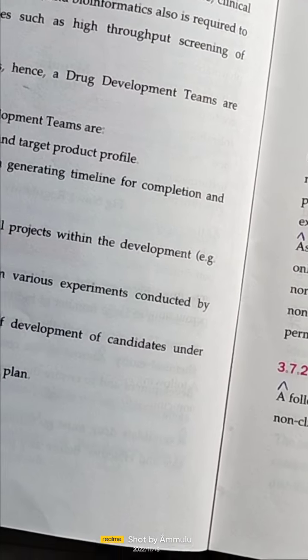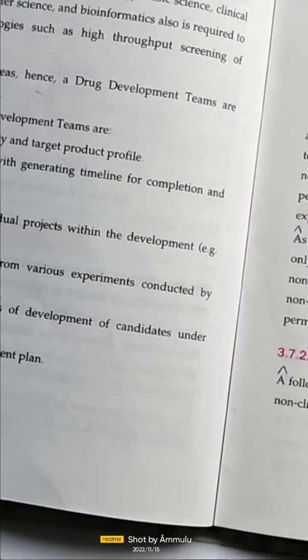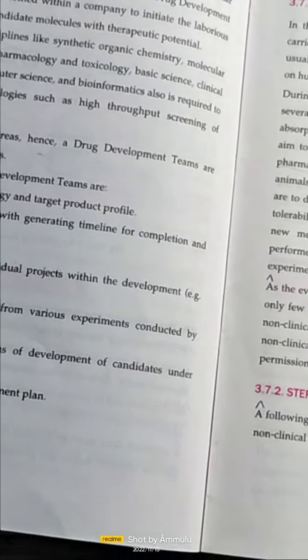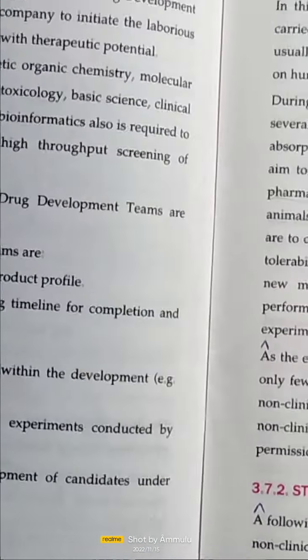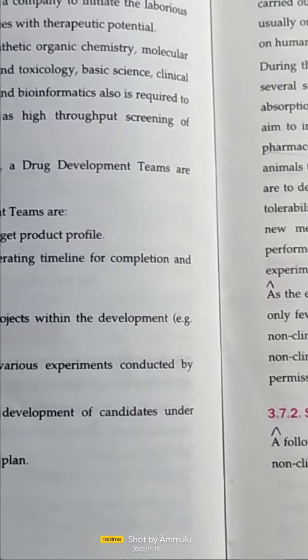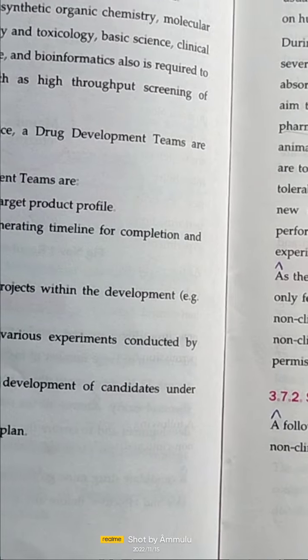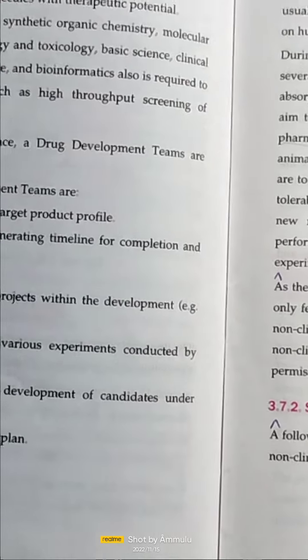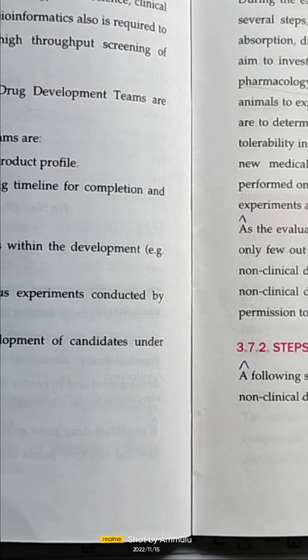The main goal of non-clinical studies: after identifying a compound, it is tested on animals to expose the whole pharmacological profile. The main goal of non-clinical studies is to determine a product's safety profile to obtain the first information about the tolerability in different systems. Products may include new medical devices, drugs, gene therapy solutions, etc.